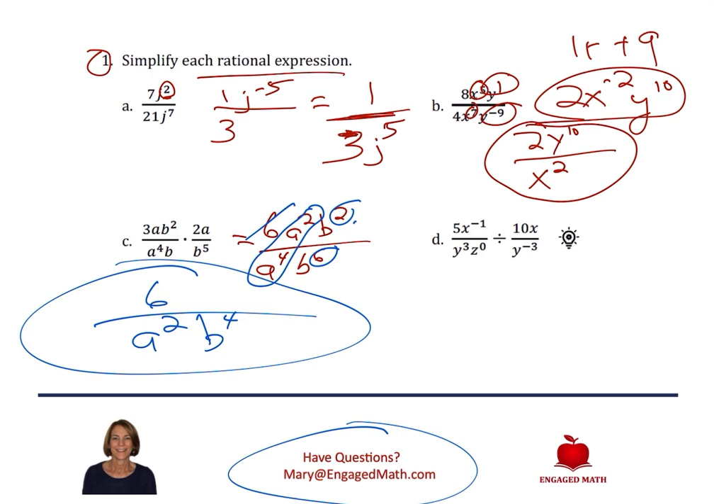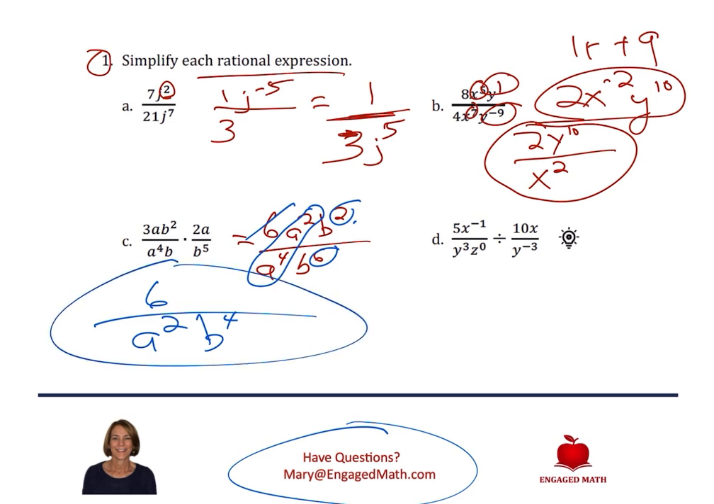So for this last one, I'm going to start by rewriting it as a multiplication problem, because we keep the first fraction, we change the division symbol to multiplication, and then we flip that second fraction, which means basically taking the reciprocal of it. So it's keep, change, flip. Let's do it just to make sure you remember that with dividing.